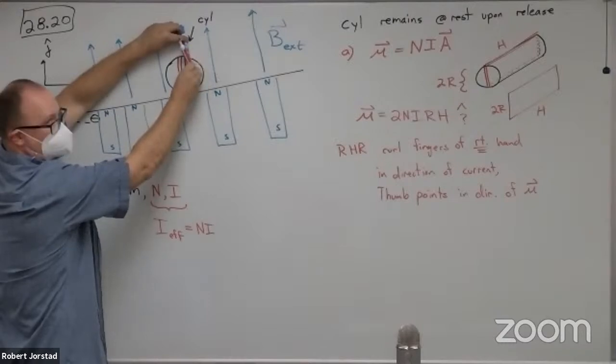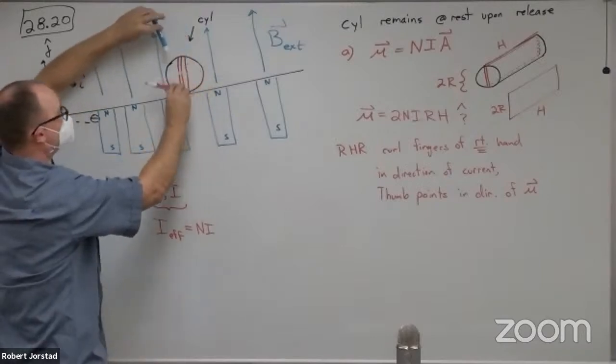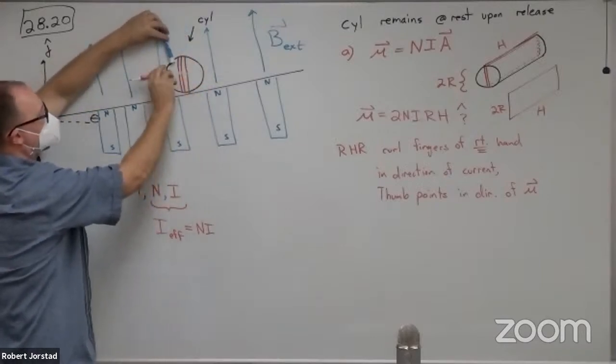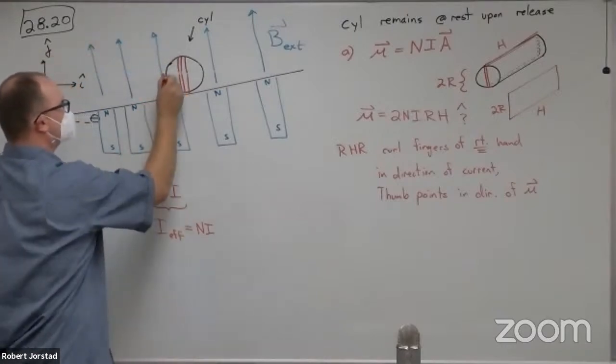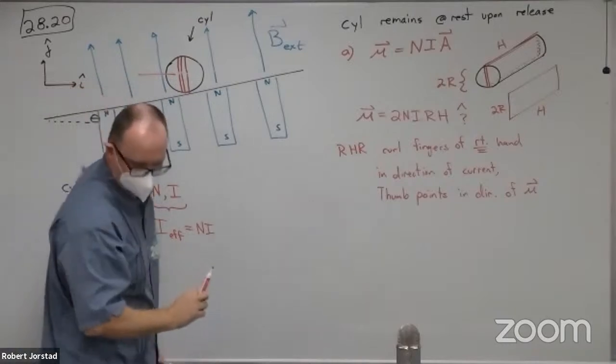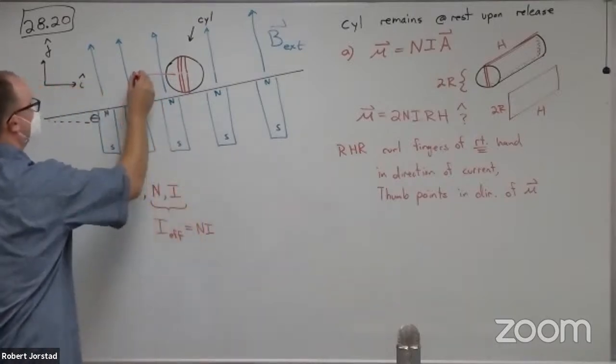Is that going to keep it from rolling downhill? No. What if it was right here? It would try to roll uphill. Gravity would oppose it. So that means mu must point this way. Now let me look at the picture. Yeah, mu is this way. You agree?